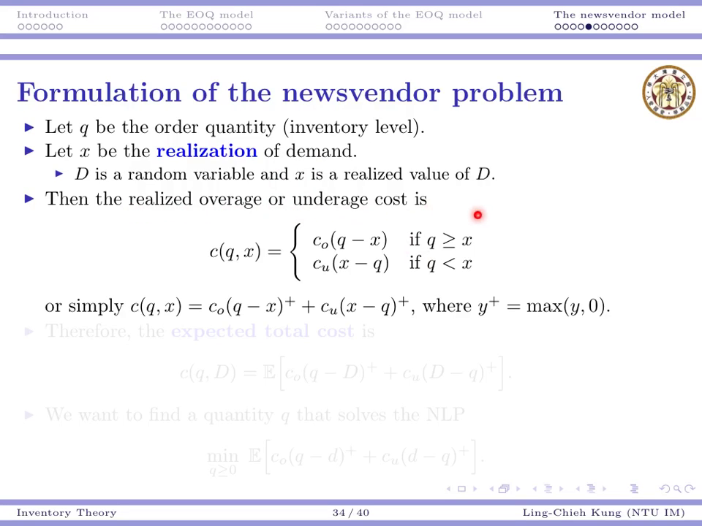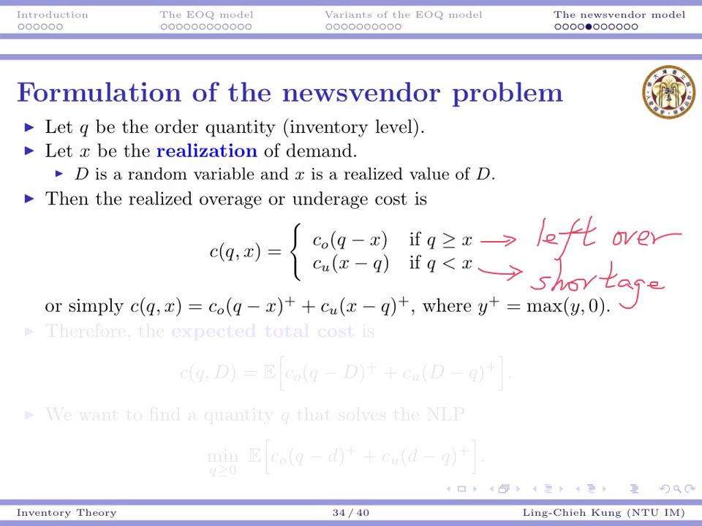If our order quantity was greater than small x, the demand, then that means there is something left over, right? So those leftovers will give us overage cost. But if our demand is larger than the inventory, then we have shortage. In that case, the shortage is going to create underage cost. Or if we combine them together, we have this expression.